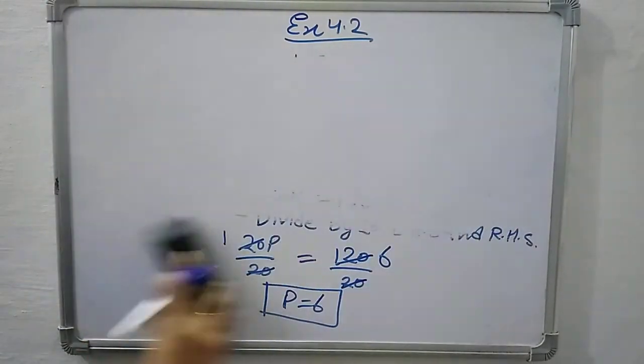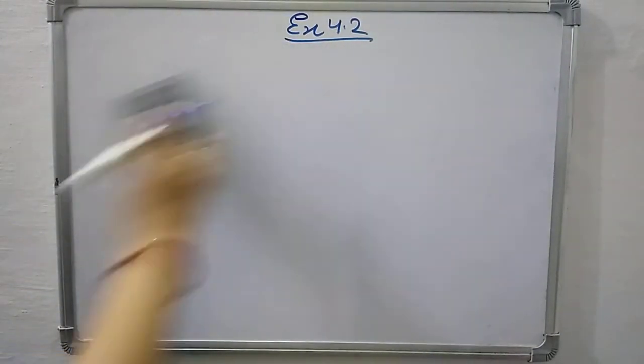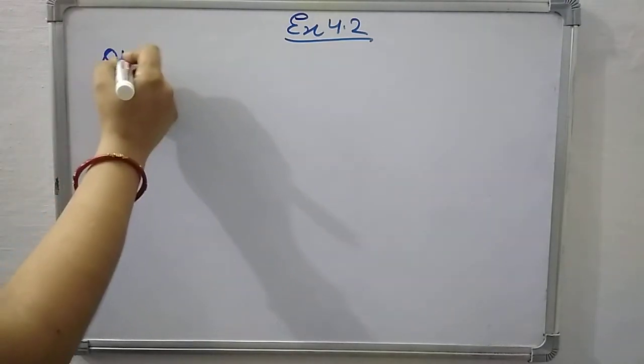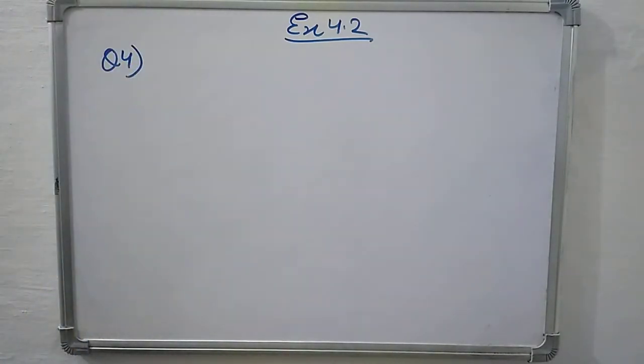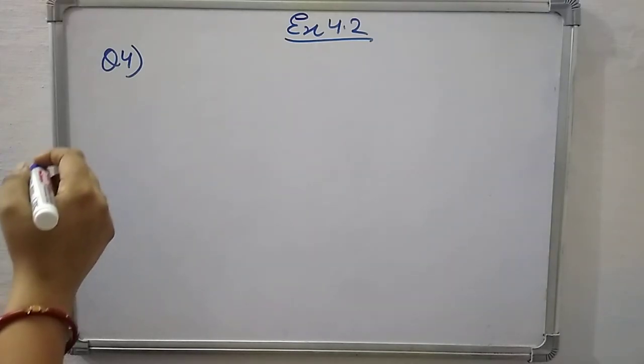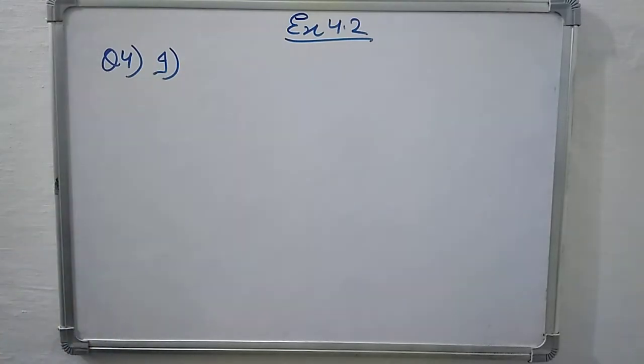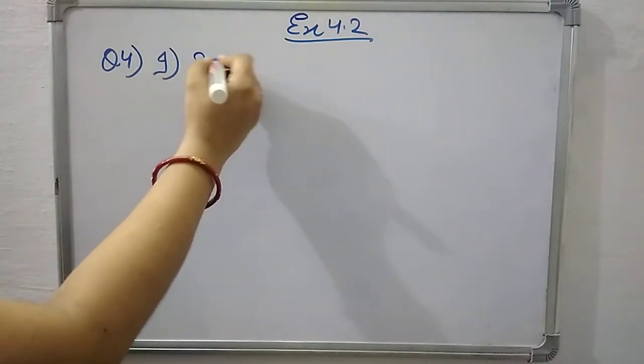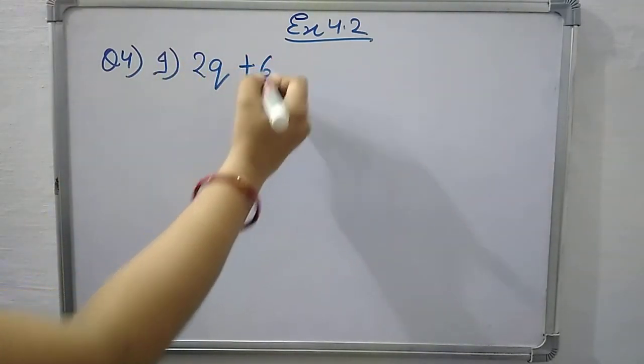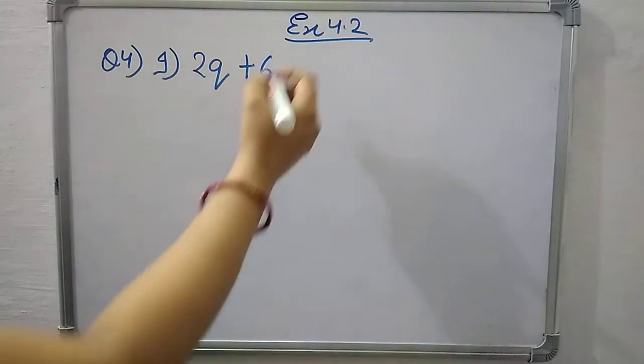Question number 4. Solve the following equations. There are certain equations given and we need to solve them with equation balancing method. Part E, 2q plus 6 equal to 12.